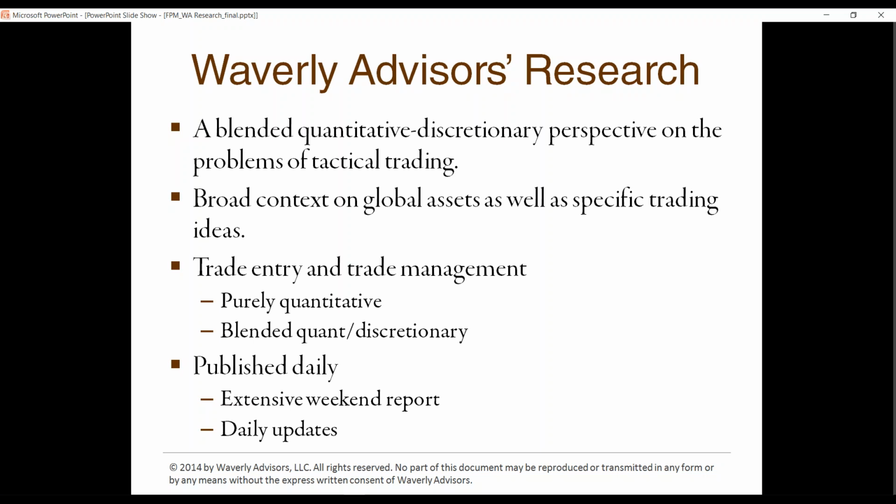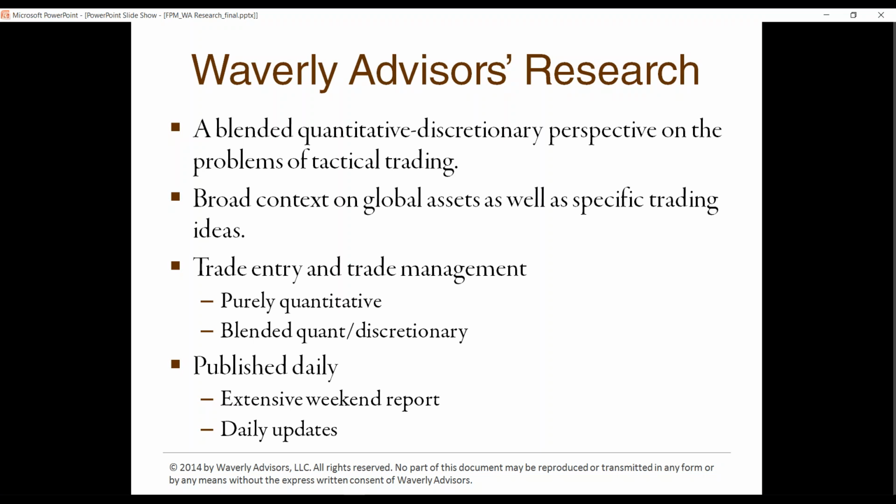So the research, and you've seen a little bit of this already, is a blended quantitative and discretionary perspective on the problem of tactical trading. It seems very philosophical and high-minded, but we really do need to put all of this in context. It's important to realize that we're just playing with probabilities. That's the best we can do here.